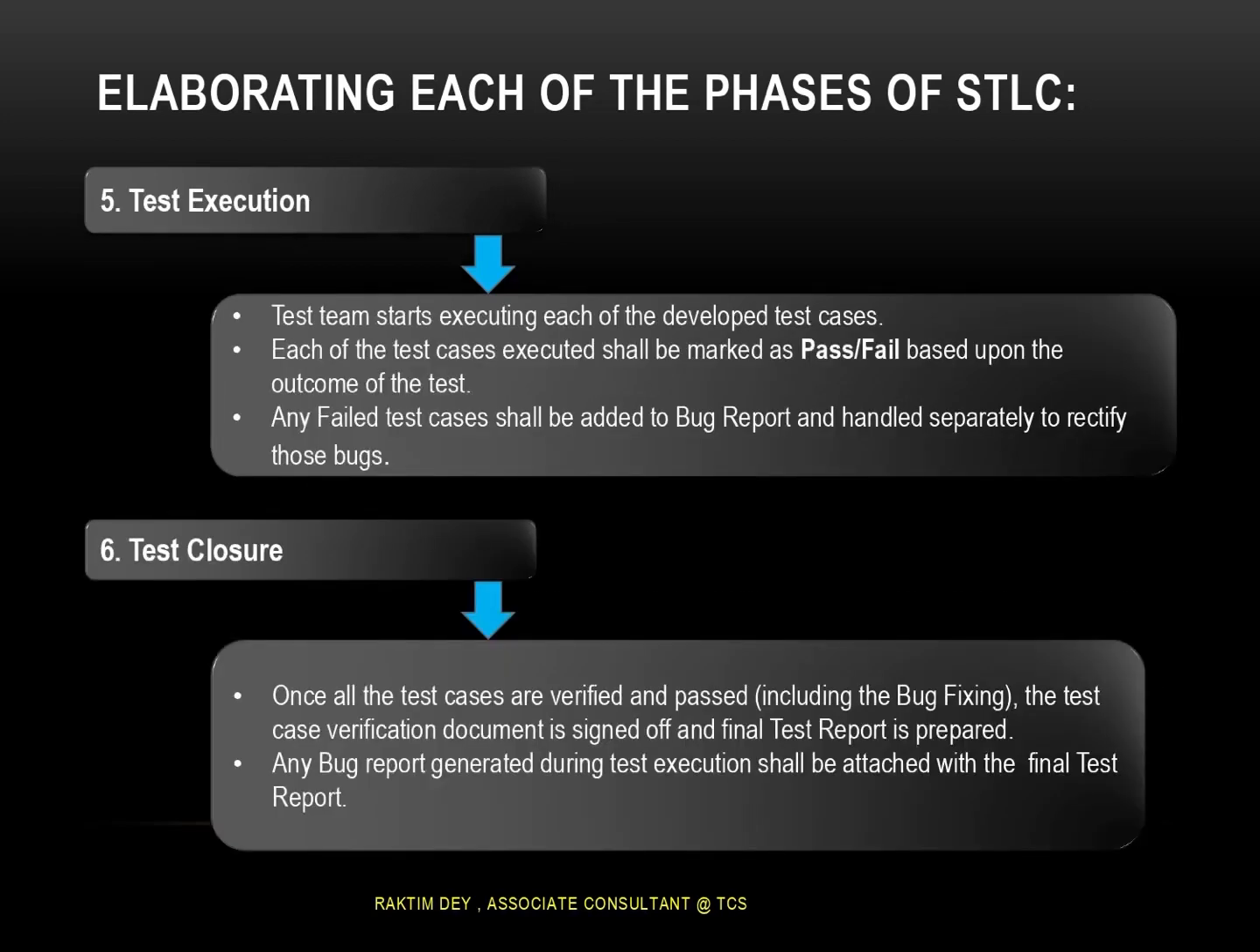The next two phases are the test execution phase and test closure phase. In test execution, test teams start executing each of the developed test cases. Each of the test cases executed shall be marked as pass or fail based upon the outcome of the result. Any failed test case shall be added to the bug report and handled separately to rectify the bugs. In the test closure phase, once all the test cases are verified and passed, including the bug fixing, the test case verification document is signed off and the final test report is prepared. Any bug report generated during test execution shall be attached to the final test report.